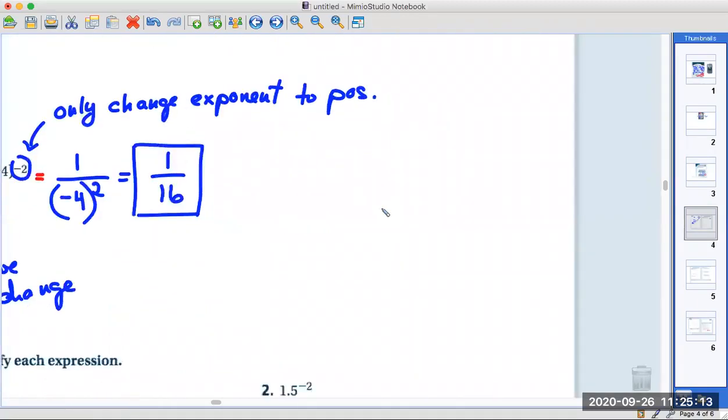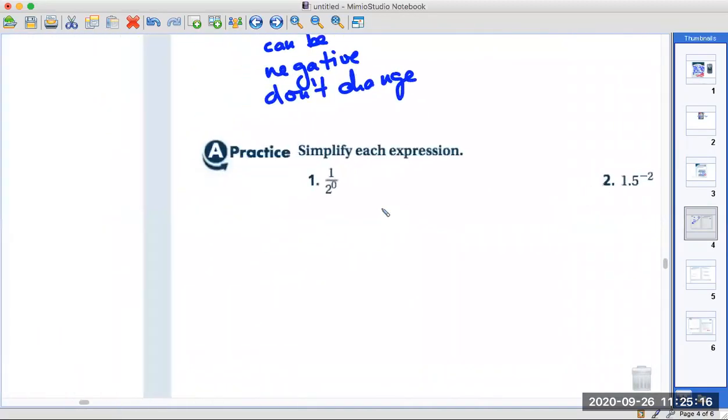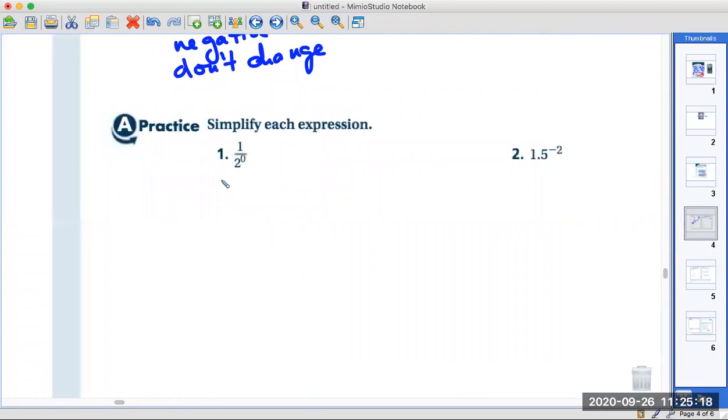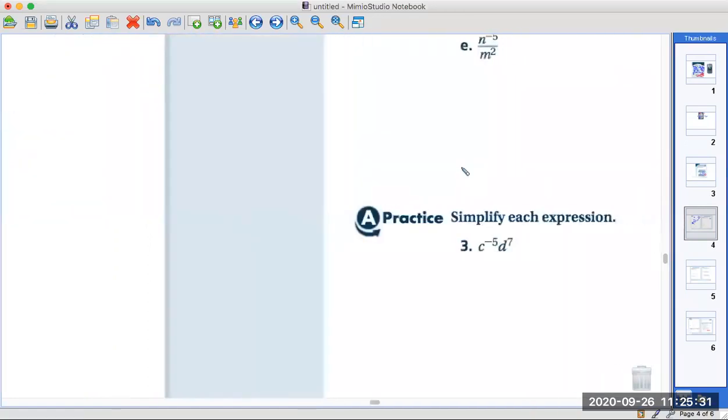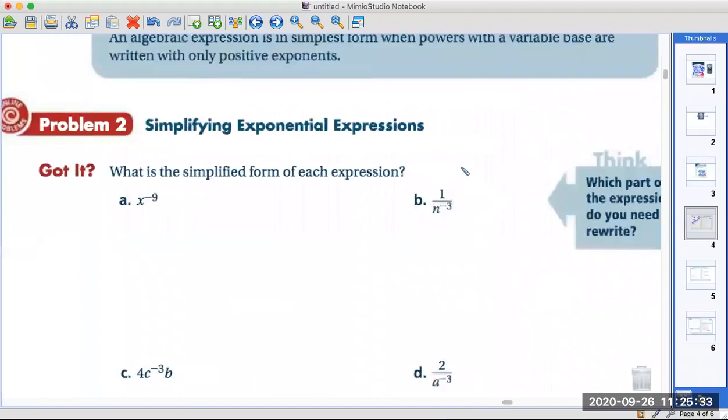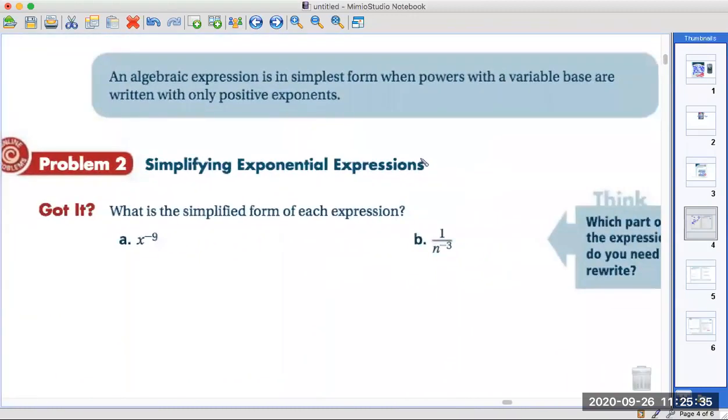All right, next page. What do I have down here? Oh, let's try this one. Number 1, we're still on the same page. 1 divided by 2 to the power of 0. If you paid attention, you know that 2 to the power of 0 is 1. 1 divided by 1 is 1. So that kind of looks like that. I know I'm moving fast because this is a big lesson.